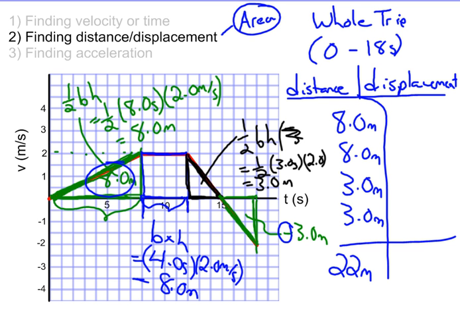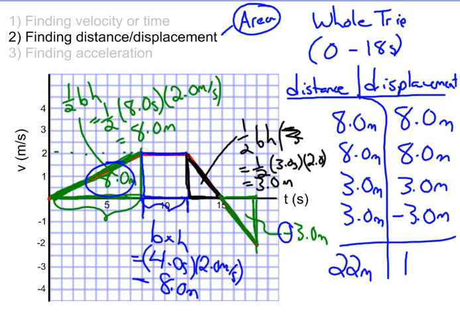On the other hand, displacement does have to consider the direction. So while the first area was 8.0 meters, and the second area is 8.0 meters, and the third area was 3.0 meters, just like with distance, it's that fourth segment of the trip where we have to indicate the direction. It's minus 3.0 meters. So when we add this all up, we get a total of 16.0 meters as the displacement traveled.